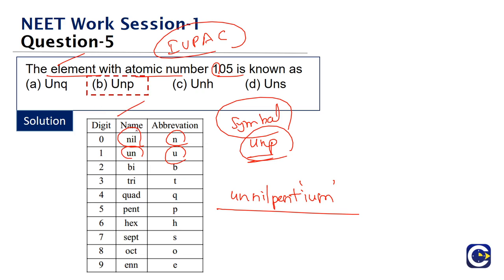So naming will be done by using these corresponding names that represent the digits. And if you want to give the symbol, we will use the abbreviations. For 0 it is nil, symbol is N. For 1 the name is un, symbol is U. For 2 it is bi, symbol is B. For 3 it is tri, symbol is T. For 4 it is quad and symbol is Q. For 5 it is pent, symbol is P. For 6 it is hex, symbol is H. For 7 it is sept, symbol is S. For 8 it is oct, symbol is O. For 9 it is enn, symbol is E. So these are the corresponding names and abbreviations that we need to keep in mind.